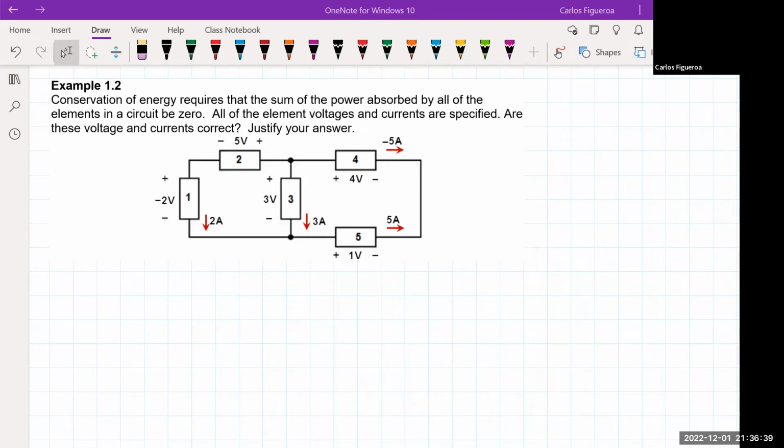Example 1.2. Conservation of energy requires that the sum of all power absorbed by all of the elements in a circuit is 0. So that really means that if I look at the total power, then the sum of all of the active powers plus all of the passive powers must be equal to 0. But if you include the negative sign for active, then this really reads: active must equal passive powers.